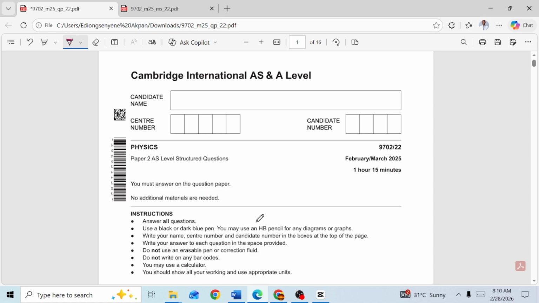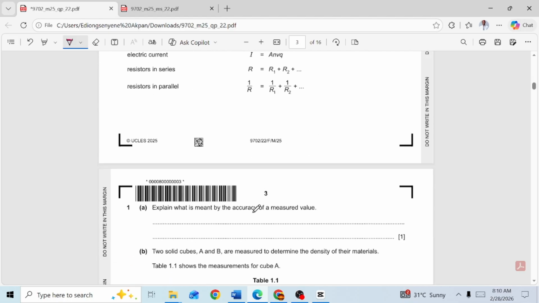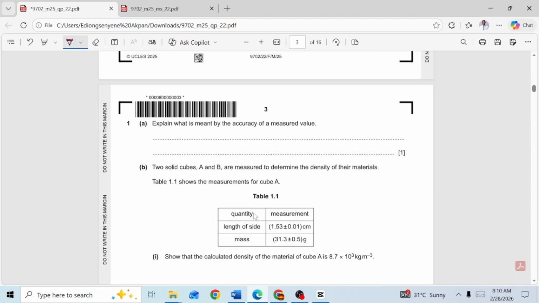In our solution today, let's look at February-March 2025 paper 22. The kind of uncertainty question they set, that will be question number 1. Explain what is meant by the accuracy of a measured value. The accuracy of a measured value is how close a value is to the true or actual value.